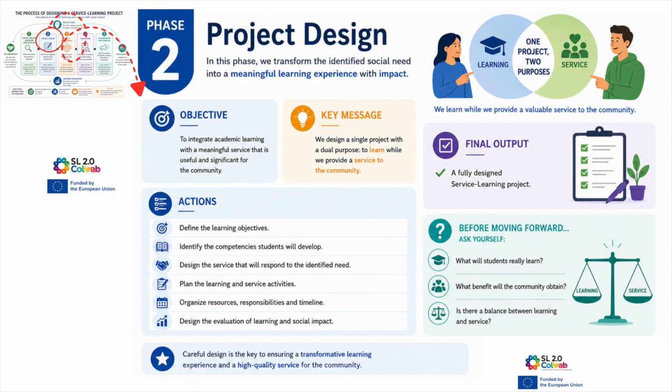Once these elements have been defined, we plan the activities required for the project. We organize the timeline, assign roles and responsibilities, identify the necessary resources, and make sure that all activities are fully integrated into the curriculum. Finally, we decide how student learning and the project's impact on the community will be assessed. The outcome of this phase is a clear design service learning project ready for implementation.